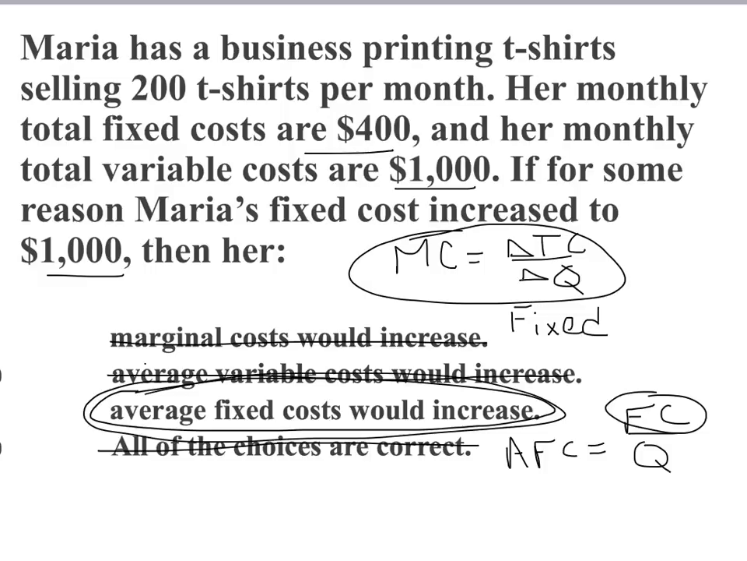So the answer to this question is the average fixed cost increases, and none of the others do. The main thing to remember is that marginal costs do not include fixed costs. Marginal cost only includes variable costs.